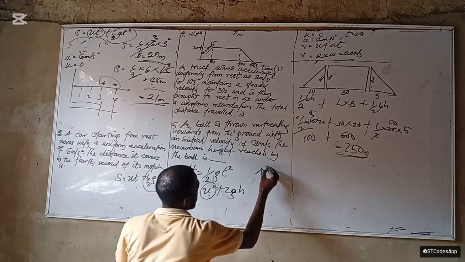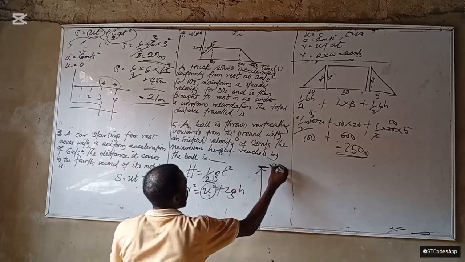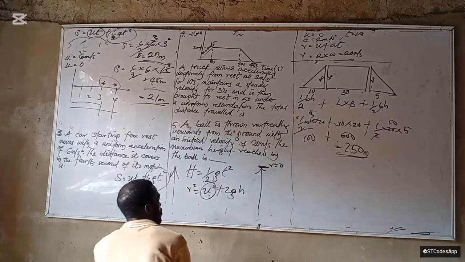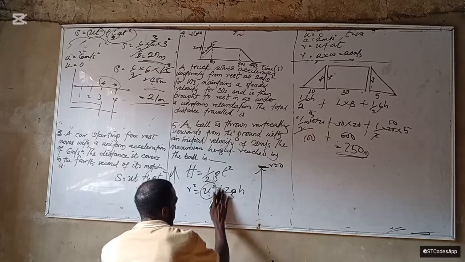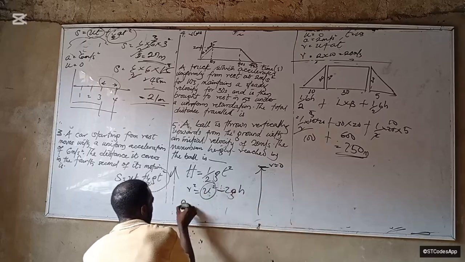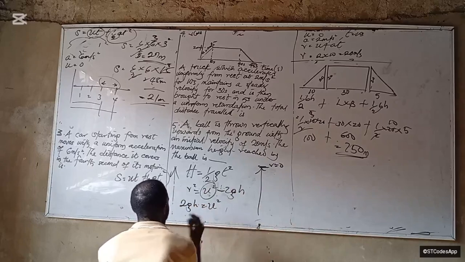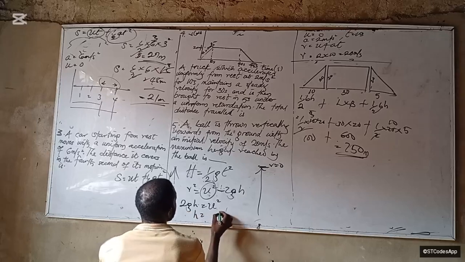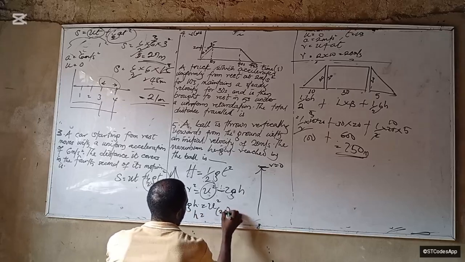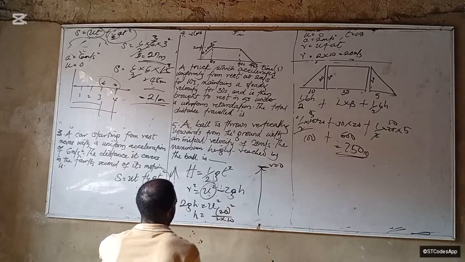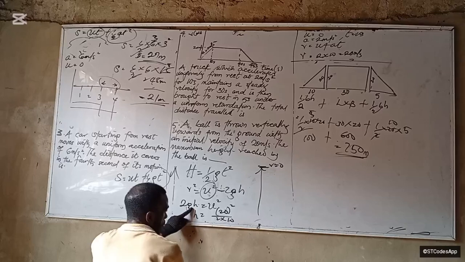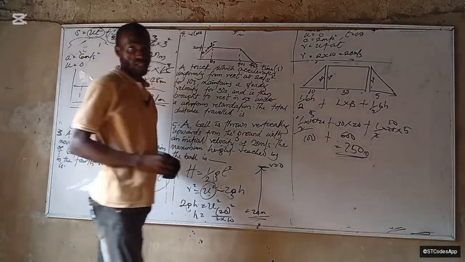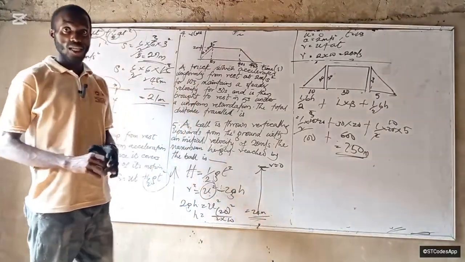Because by the time it gets to maximum height, V will be what? It will not move again now. So V will be 0. So 0 equals... G was negative because it's going up, so it will be positive here. So 2GH is equal to U squared. Does this make sense? So H will now be equal to U squared, which is 20 squared, over 2 times G, 2 times 10. Okay, the answer is 20 meters. Is this clear?